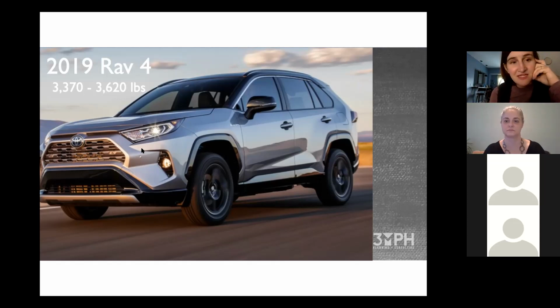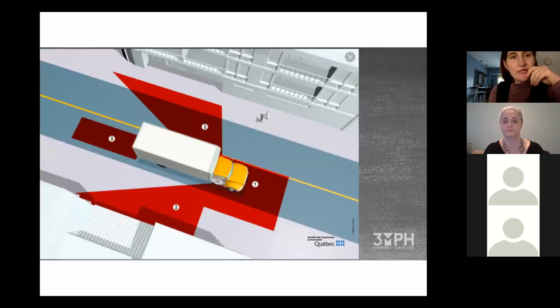A RAV4 will sell for 10 to 15,000 more dollars than a Corolla. Typically, car companies can sell an SUV version of a car for $10,000 to $15,000 more than the sedan, even though they cost about the same amount of money to build. So this trend has been really, really profitable for automakers, especially American automakers. But there has been some disturbing safety fallout from it.